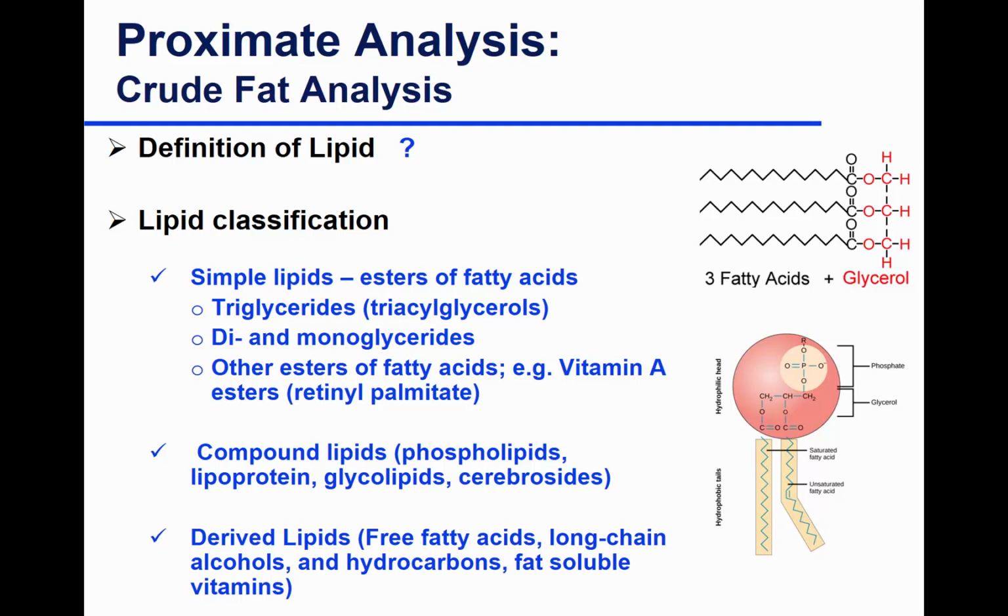Derived lipids, these are not necessarily your ideal or the typical lipid. Free fatty acids would come from hydrolytic rancidity. And then long chain alcohols are also the result of hydrolytic rancidity. When you break the fatty acids, you'll wind up with alcohols. Hydrocarbons, so if you remove the carboxyl groups from the fatty acid, then you will end up with a long chain of hydrocarbons. Fat-soluble vitamins are derived lipids as well.